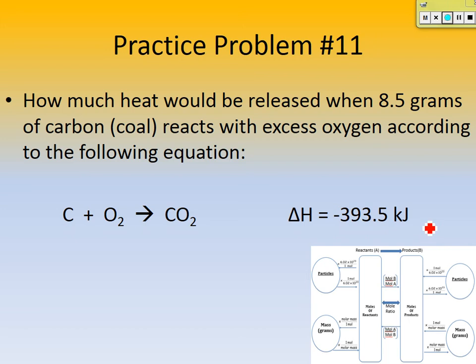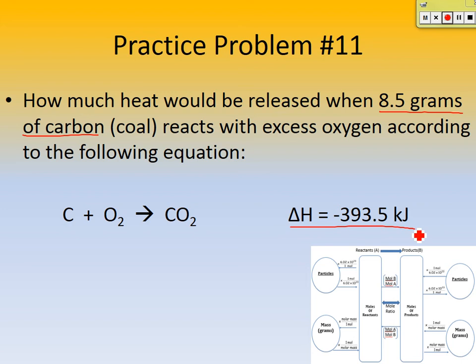Okay, so let's read it. Please follow along in your notes as I go through this. So it says how much heat would be released when 8.5 grams of carbon, which is coal, reacts with excess oxygen according to the following equation. All right, so let's underline what it gives us. 8.5 grams of carbon is what it's giving us. And it's also giving us that the delta H for this reaction is a negative 393.5 kilojoules.